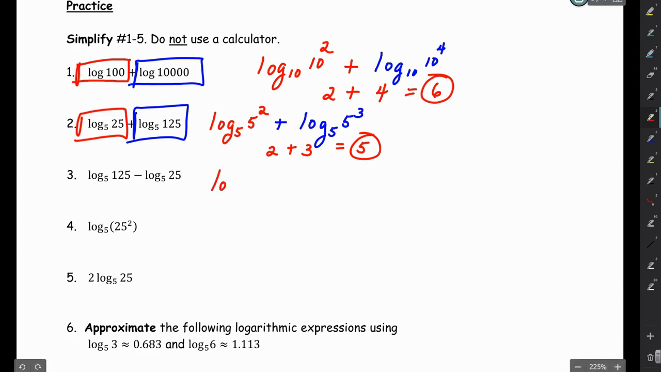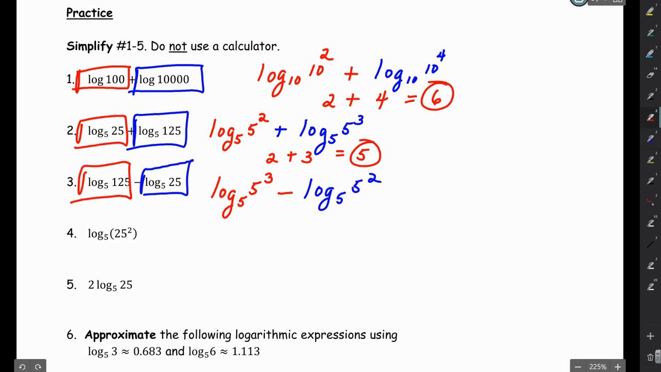And we have log base 5 of 5 cubed. 5 cubed is 125, minus log base 5 of 5 squared. All right. So we end up with 3 minus 2 equals 1.